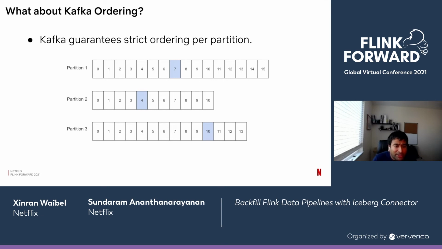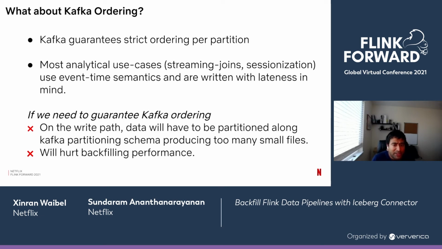Even though this is the ordering that Kafka provides, most Flink applications that deal with real-time analytics at Netflix use event-time semantics and are written with lateness in mind. For these applications, the rough ordering based on ingestion timestamp is more than good enough for both correctness as well as for performance considerations. Kafka ordering isn't required for these use cases. However, if we do want to guarantee Kafka ordering for other use cases, then what this implies is that on the right path, the Iceberg data will have to be partitioned along Kafka's partitioning scheme.